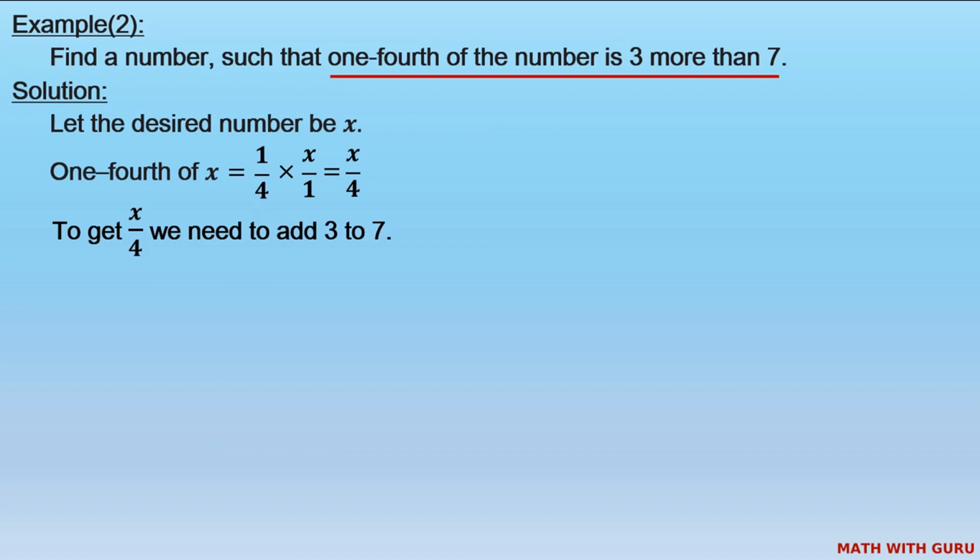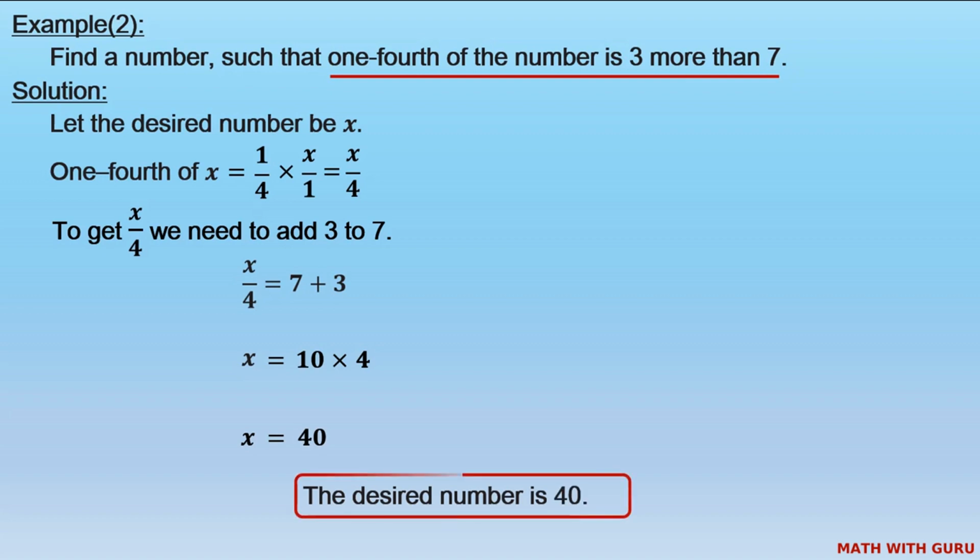1/4 of the number is 3 more than 7. This means to get x over 4, we need to add 3 to 7. x over 4 equals 7 plus 3. x over 4 equals 10. Transpose 4 to the right hand side. It multiplies 10. x equals 40.